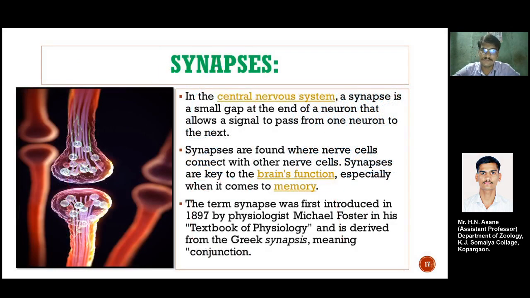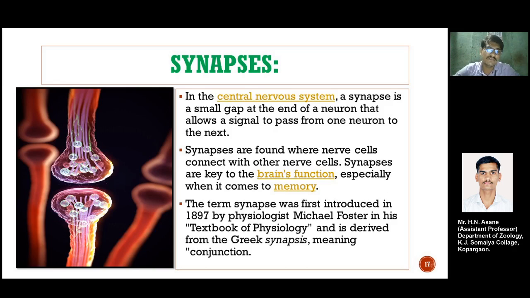So in today's part two of these nervous tissues, we are focusing on the first topic, which is the synapses. In the central nervous system, a synapse is a small gap at the end of a neuron that allows a signal to pass from one neuron to the next neuron.